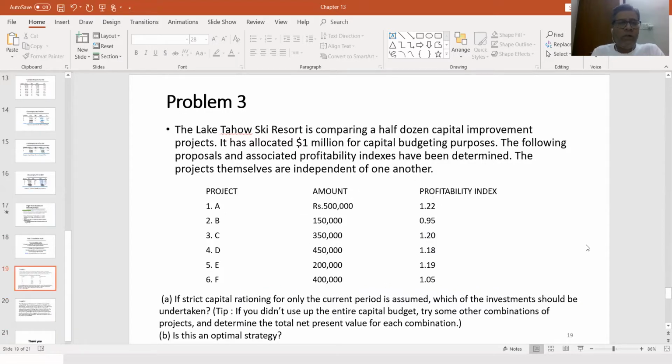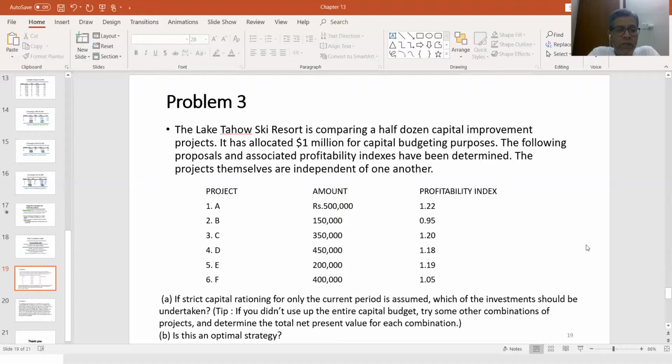And in this lecture, we have 2 questions left. Problem 3. The question says that a company is comparing a half dozen capital improvement projects. There are 6 projects. It has allocated 1 million for capital budgeting purposes. So capital rationing is $1 million. The following proposals and associated profitability indices have been determined. The projects themselves are independent of one another.